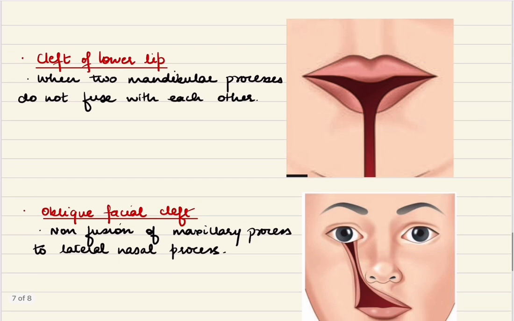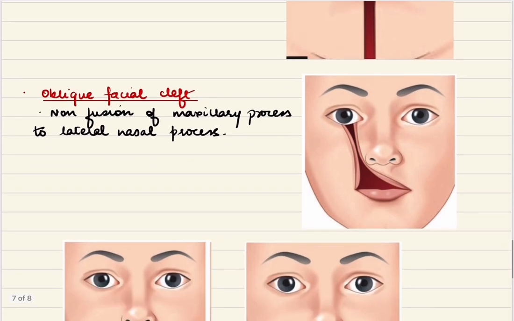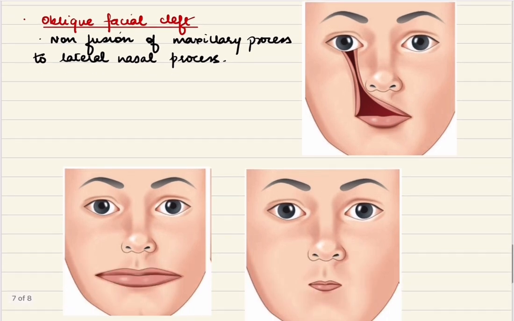Now, a similar thing can be when there is inadequate fusion of the mandibular processes on both the sides. This leads to a cleft of the lower lip. Now, what is an oblique facial cleft? When there is non-fusion of the maxillary process with the lateral nasal process, it leads to a cleft from the upper lip to the area of the medial angle of the eye.